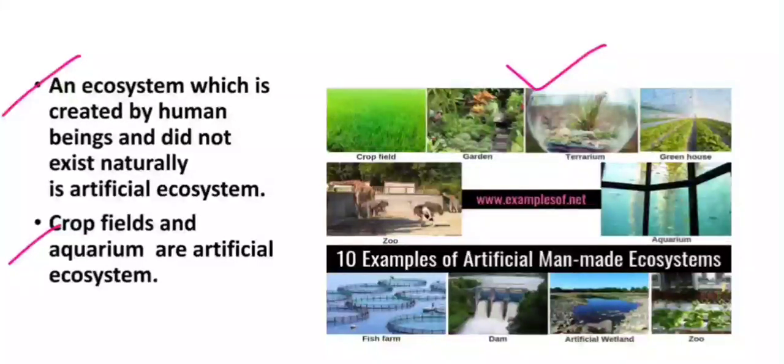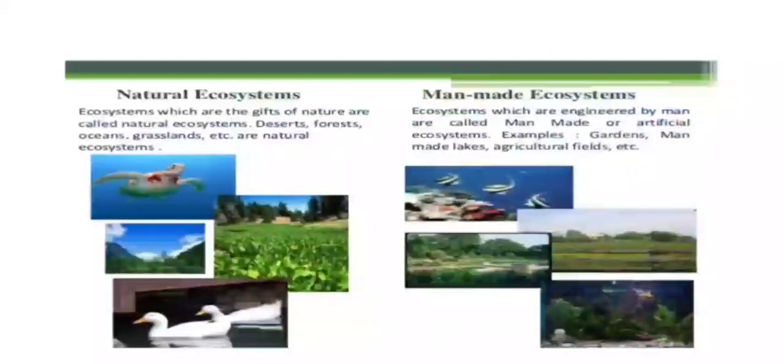Here you can see crop field, garden, greenhouse, zoo, aquarium, fish farm, dam, artificial wetland and zoo. These are the artificial ecosystems. Now the comparison between the natural and man-made ecosystem. Natural ecosystems are the gifts of nature, whereas man-made ecosystems are engineered by man. These are man-made ecosystems, also known as artificial ecosystems.